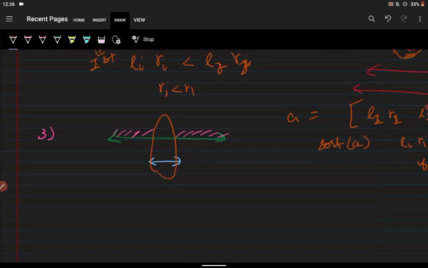Now there is one more case left. The minimum is within this maximum range.